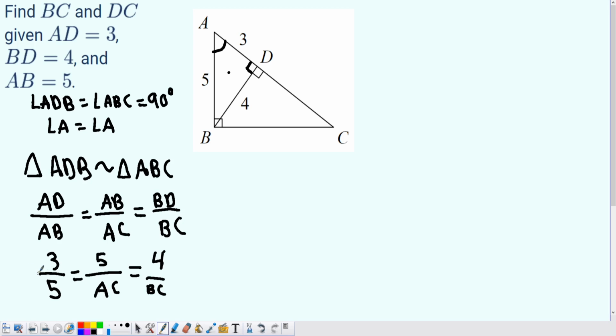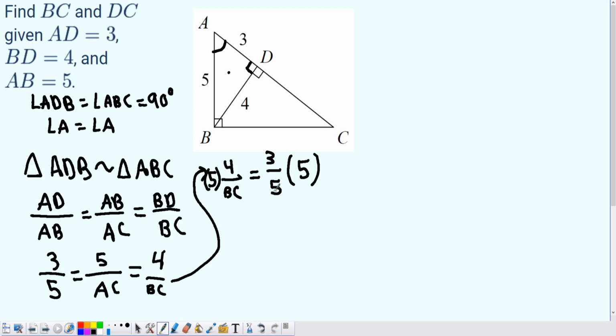Okay, so now we can solve for one of the things we're looking for. We're trying to find BC. So I'm going to take my ratio 4 over BC and set it equal to the ratio that we know will simplify, the 3 over 5, because there's no other unknown terms in the 3 over 5. So how do you solve this? Well, you can multiply by 5 on both sides to cancel the denominator, or you can use cross multiplication, whatever you prefer. I'm going to do it the long way and multiply by 5 on both sides.